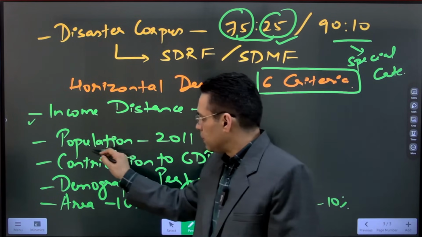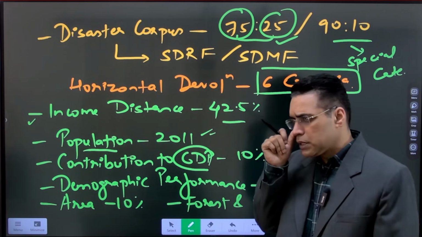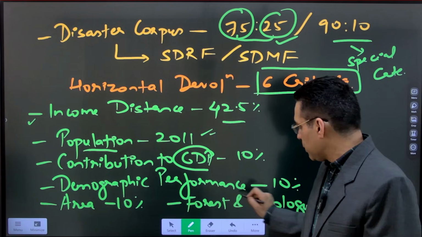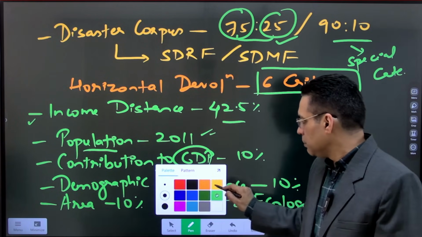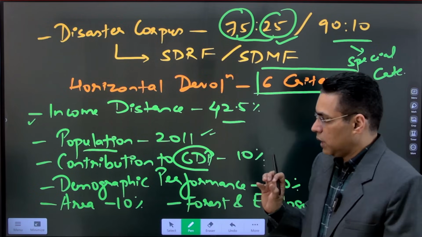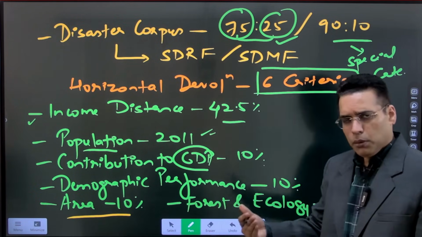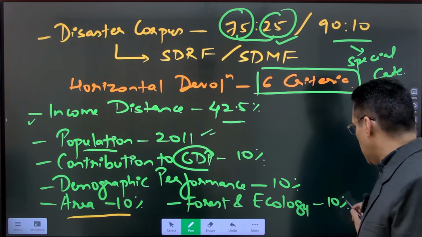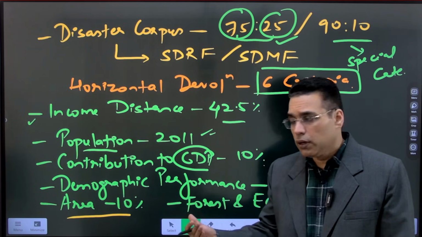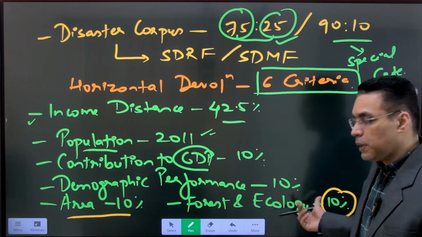The second is population. 2011 population is taken. The third is contribution to GDP. Now contribution to GDP means that if you're contributing more to the GDP, Finance Commission will consider that. And fourth is demographic performance. So demographic performance broadly means that the states which have controlled their population should be prioritized and their effort should be considered. Then there is area, which means the bigger the state, more revenue, the smaller the state, less revenue. And the forest ecology, which means the states which have invested in the forest ecology or sustainable development, the grants or the devolution will also be based on that criteria.